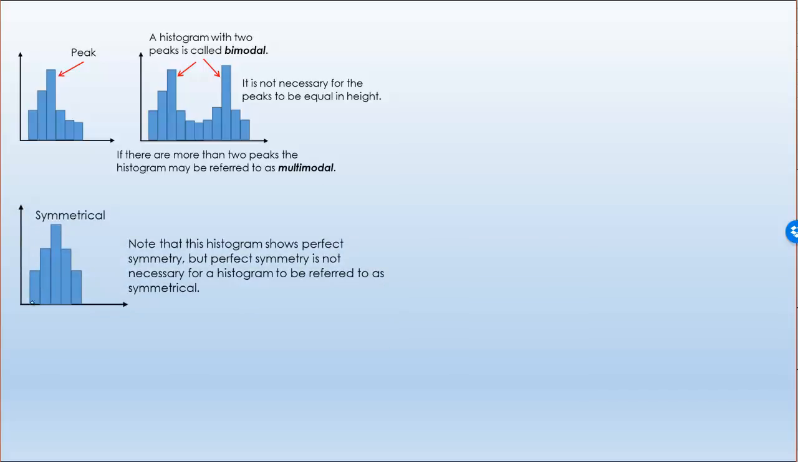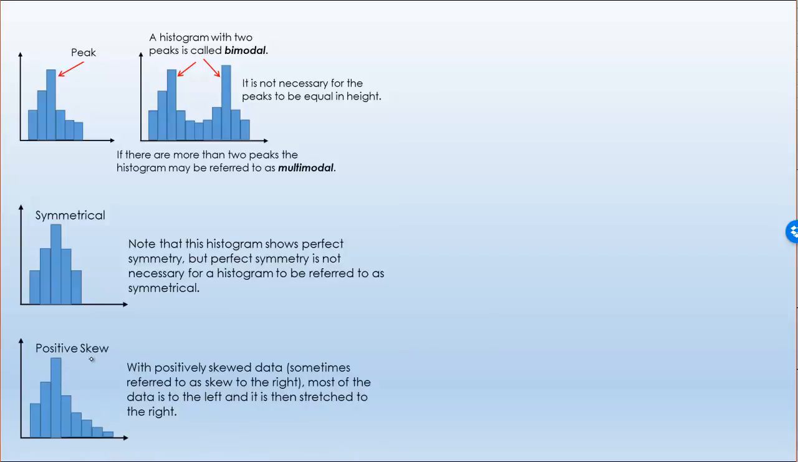Here we have a symmetrical histogram. Note that this histogram shows perfect symmetry, but perfect symmetry is not necessary for a histogram to be referred to as symmetrical, just if the overall impression gives you that it's reasonably symmetrical. It may be very, very slight differences.